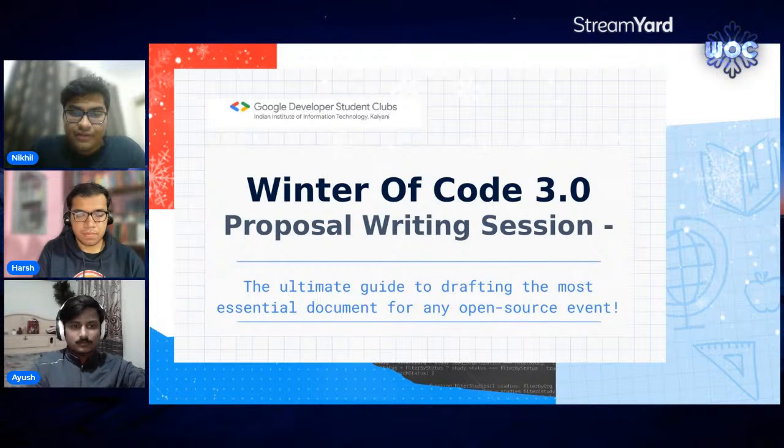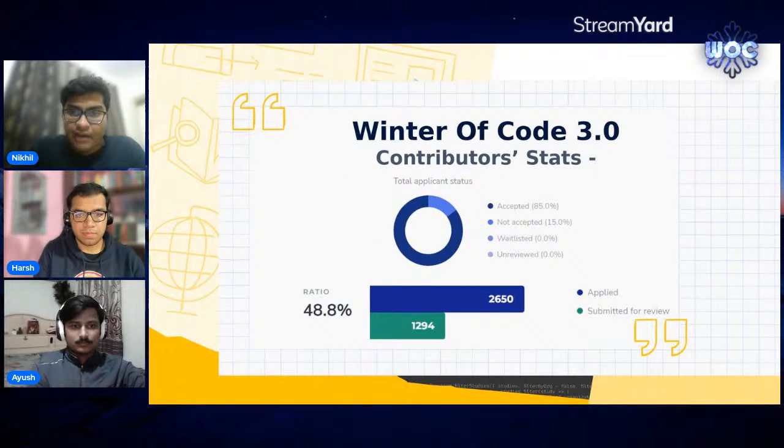So yeah, we had these numbers come in. I have Ayush with me. He's the machine learning and AI lead at GDSC IIIT Kalyani. He'll be presenting the contributor stats, and we'll get to talk about them, and we'll move on to Harsh then. So yeah, Ayush, this all year over to you.